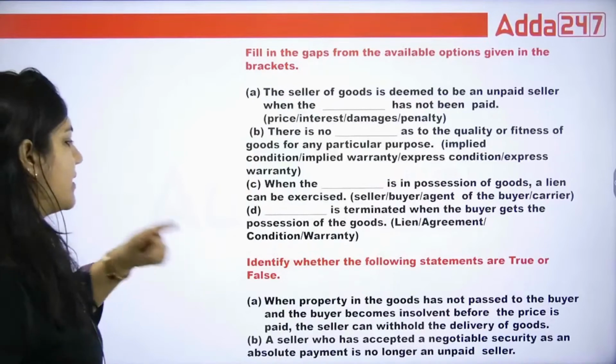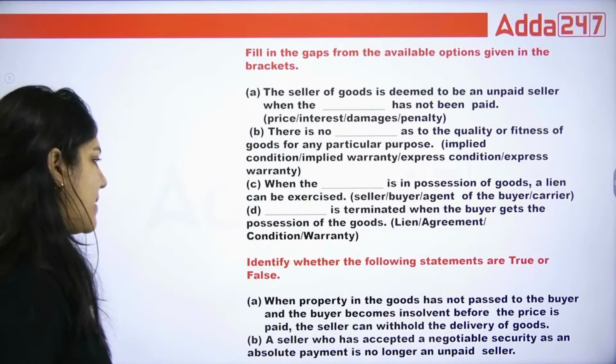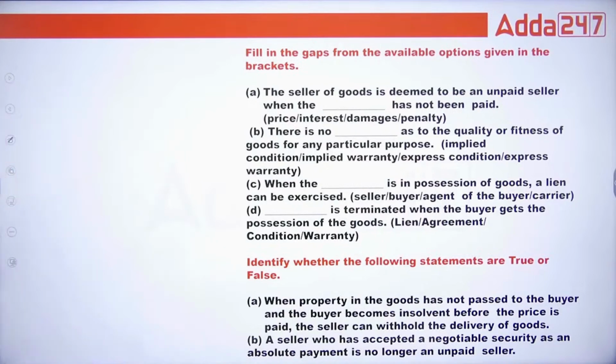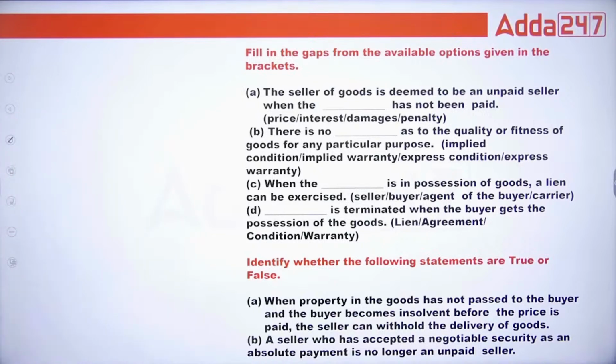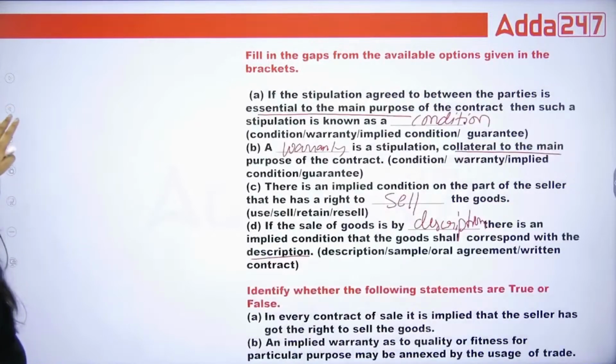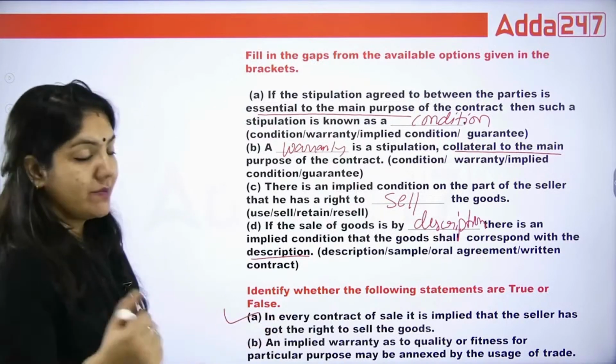In every, when property in the goods has not passed and the buyer becomes insolvent before the price is paid, the seller can withhold the delivery of goods. Withhold means if the buyer is not able to pay the money, the seller can withhold. Tell me, guys. A point is that in every contract of sale, it is implied that the seller has the right to sell the goods, exactly if the buyer is not able to pay the money.